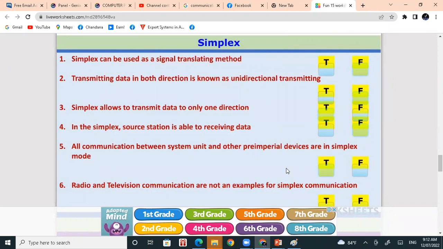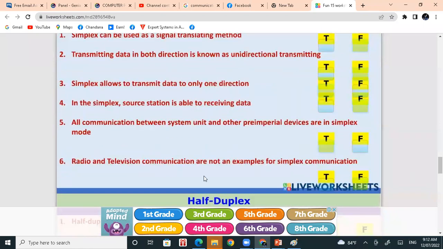Next one, radio and television communication are not examples of simplex communication. False. The statement is false, because radio and television communication are good examples of simplex. The statement says not an example, therefore the statement is false.